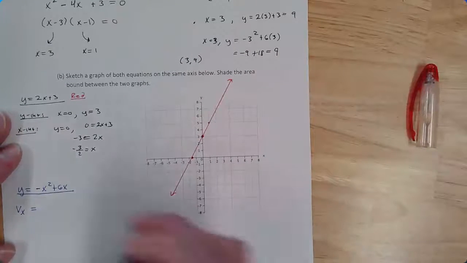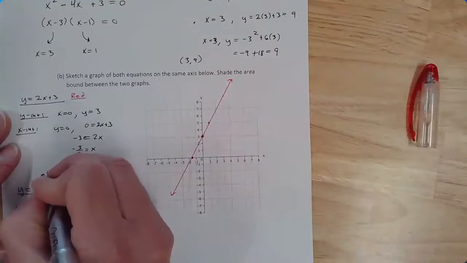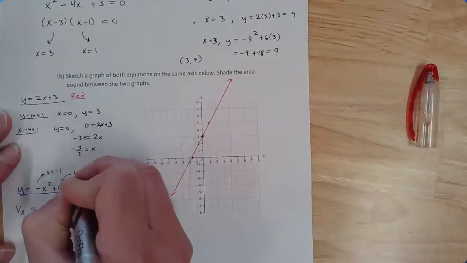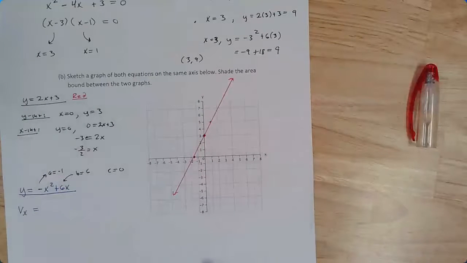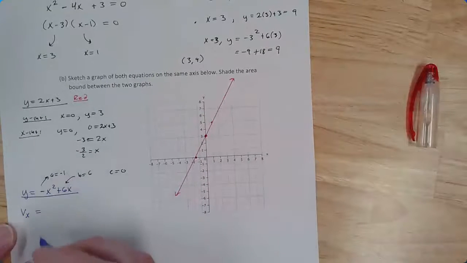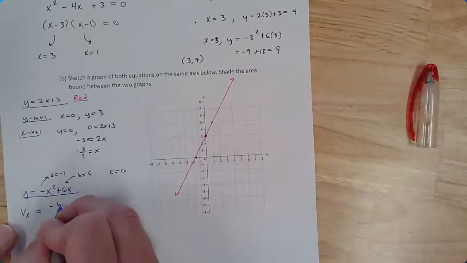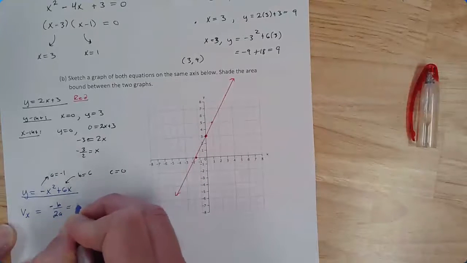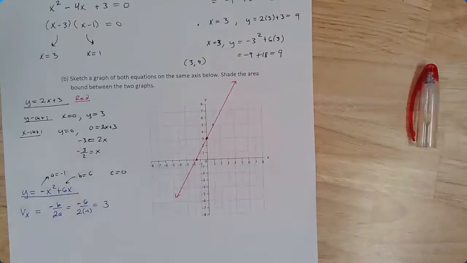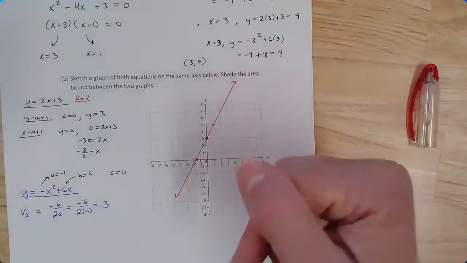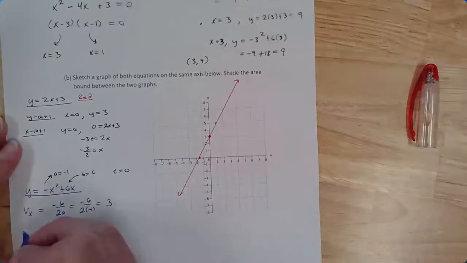Let's see. A is negative 1, B is positive 6, and C is 0. There is no constant term. This is totally okay. So the x coordinate of my vertex is negative b over 2a, which is negative 6 over 2 times negative 1, which is positive 3. And we already know the y coordinate you get when you plug in positive 3, because that's one of the points of intersection.